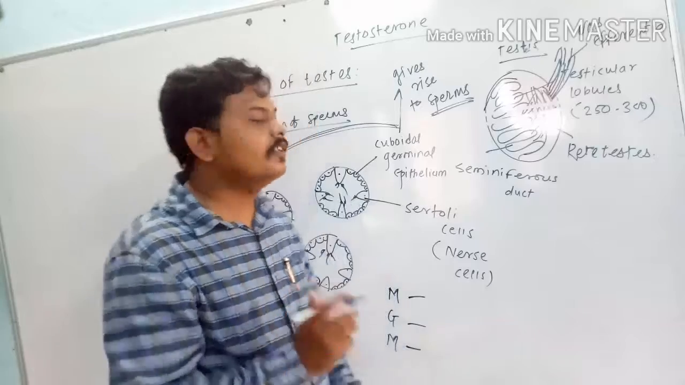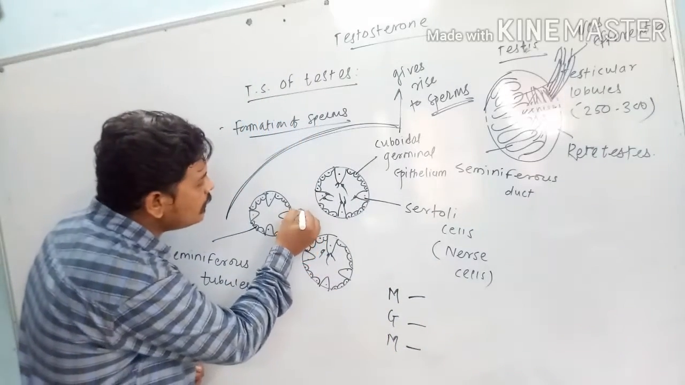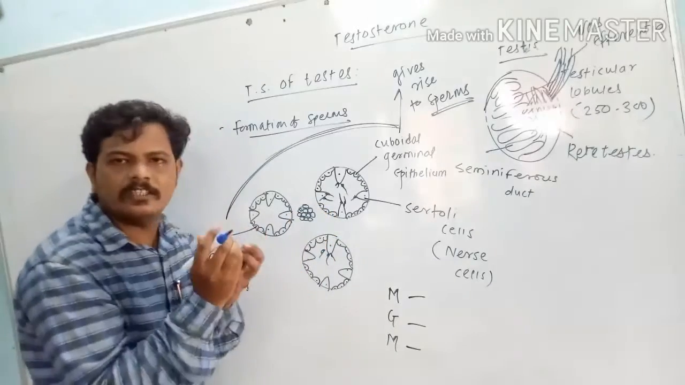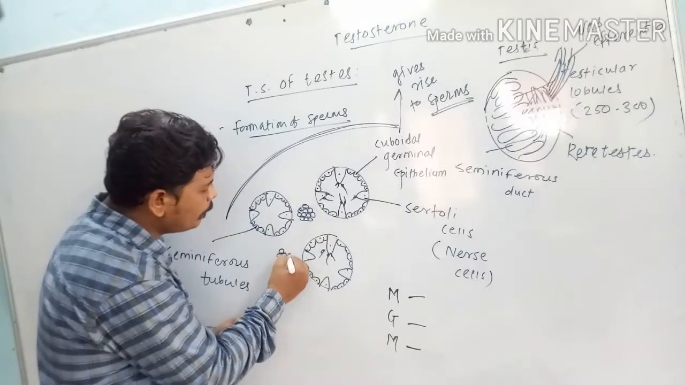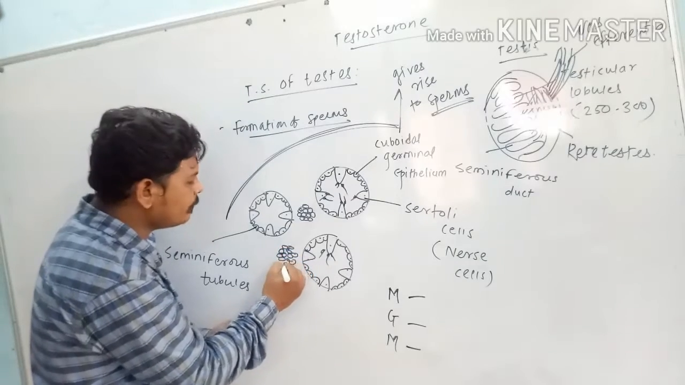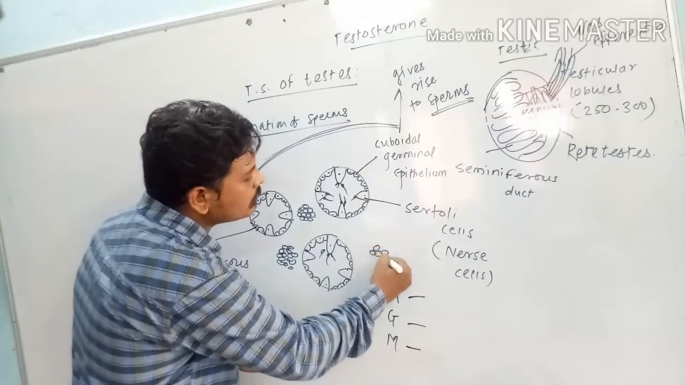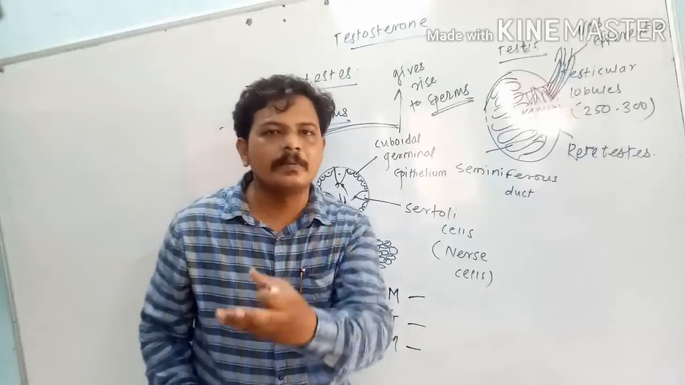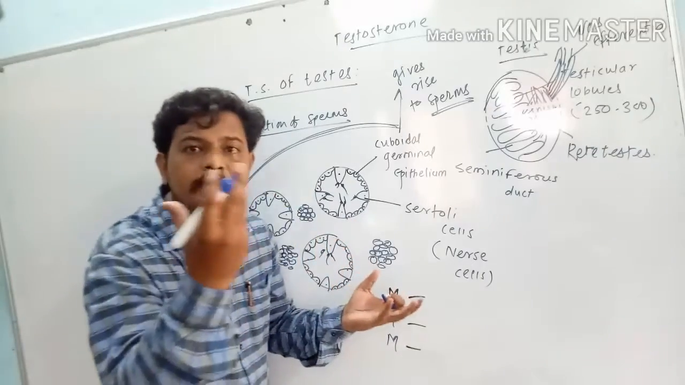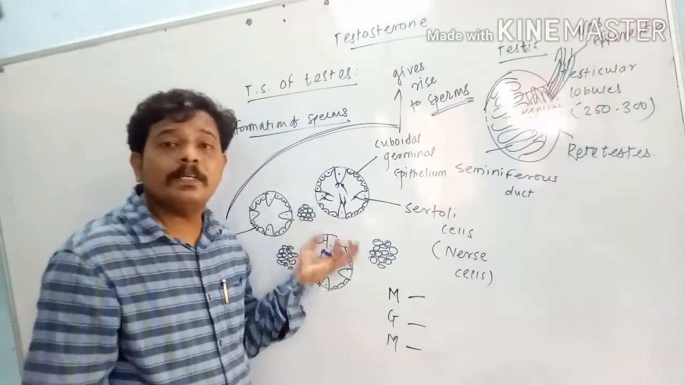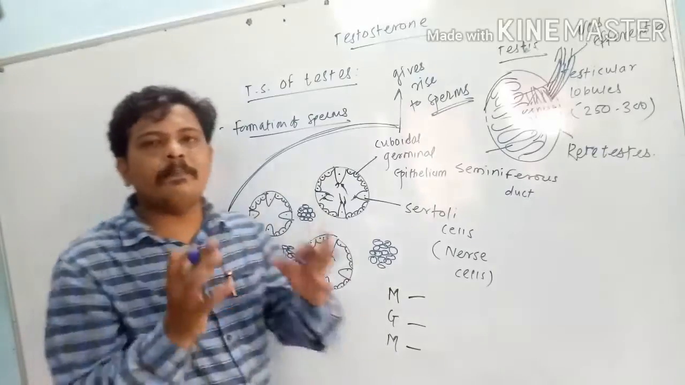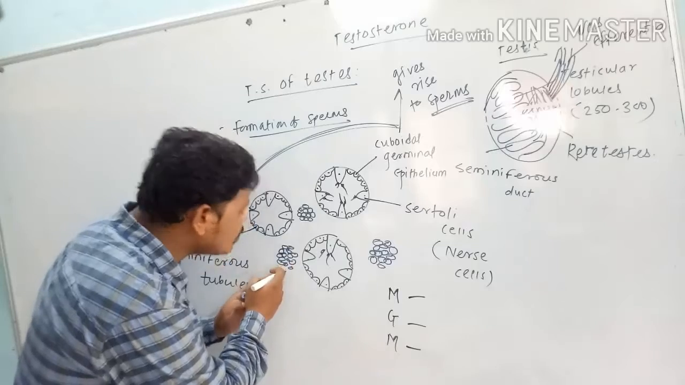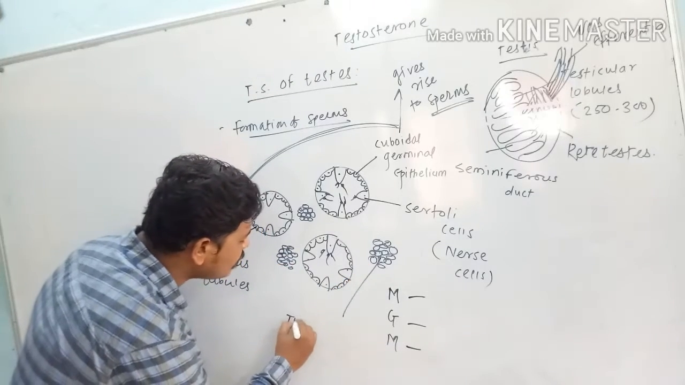What is it? It is interstitial space. Now this interstitial space is filled with a cluster of specialized cells, and this cluster or bunch looks like a bunch of grapes. This bunch of specialized cells is present inside the space between the adjacent seminiferous tubules. These cells are called interstitial cells.